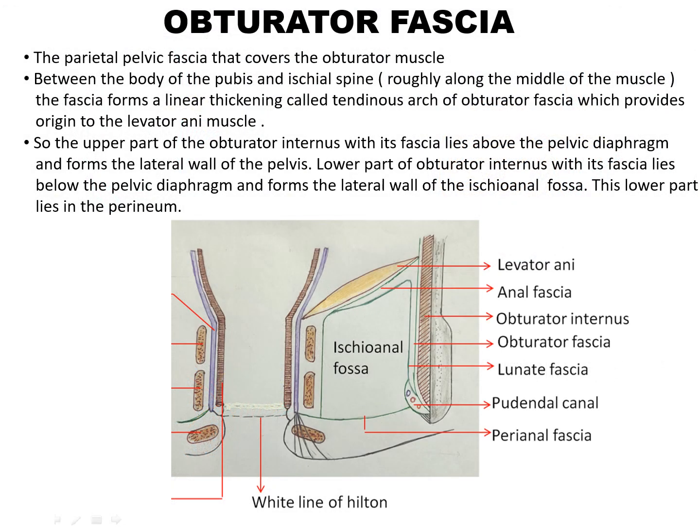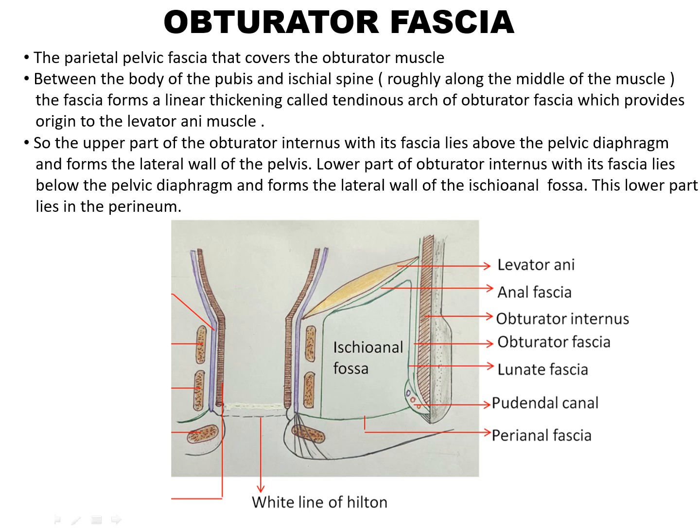In this slide also, we are going to see the obturator fascia once again. The obturator fascia is nothing but the parietal pelvic fascia that covers the obturator internus muscle. Roughly along the middle of the obturator internus muscle, extending from the body of the pubis to the ischial spine, the fascia is thickened to form the tendinous arch of the obturator fascia, which provides origin to the levator ani muscle.